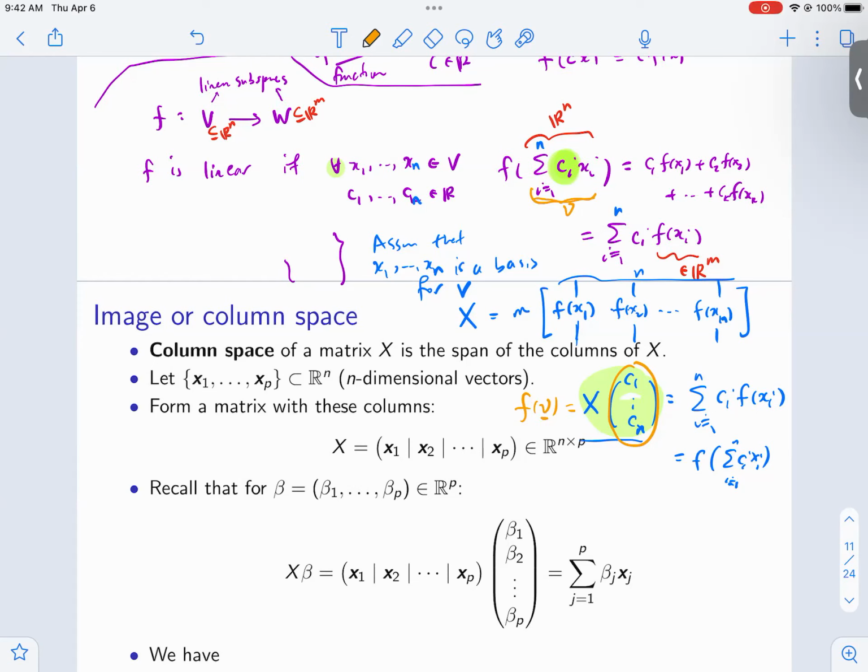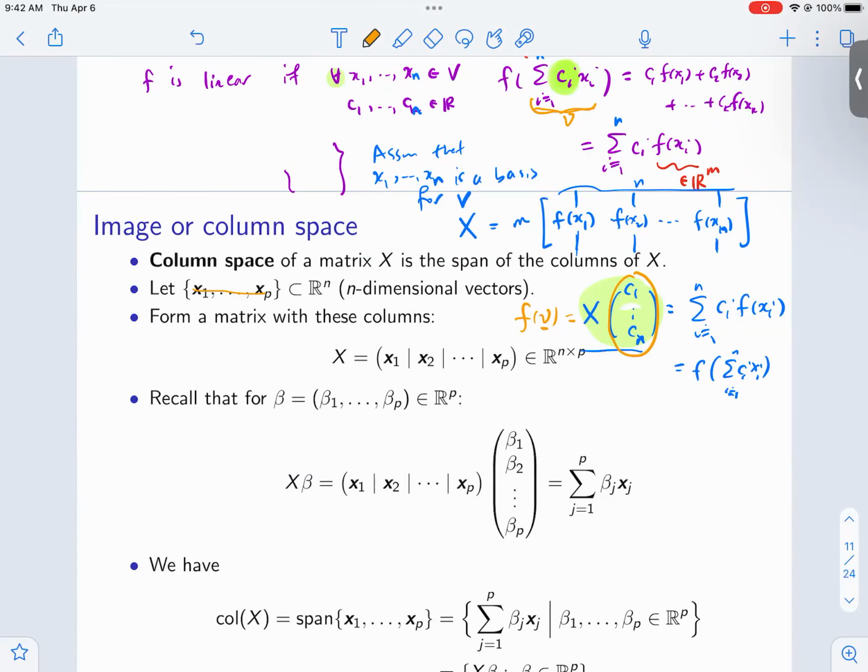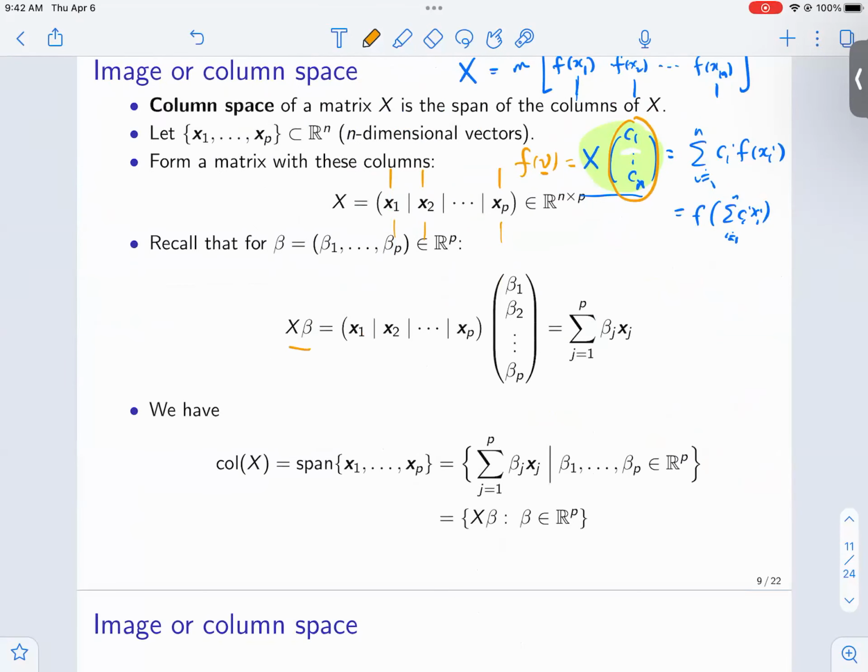So the notation that I have in this slide is slightly different, but basically follows the same thing. So suppose now I have x1 up to xp. We don't have to have n vectors. We can have a smaller number than the dimension of the space. So x1 up to xp in Rn, I form a matrix which looks like this. It's going to be n by p. And then I form x beta. So the coefficients I'm now writing are beta 1 up to beta p. And this operation produces these general linear combinations, as I mentioned above. This is very much the same as this. I'm just renaming c to be betas, and I'm keeping p elements here.